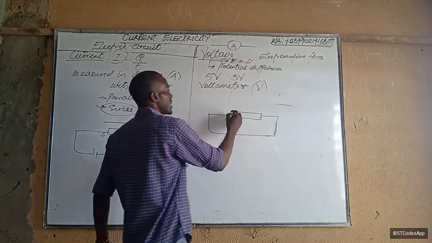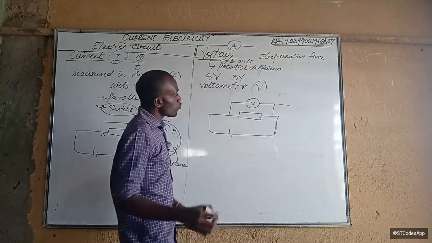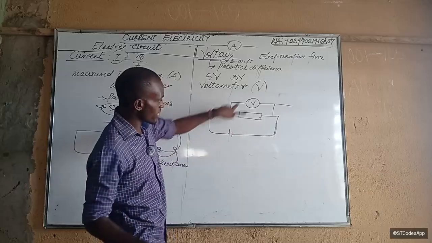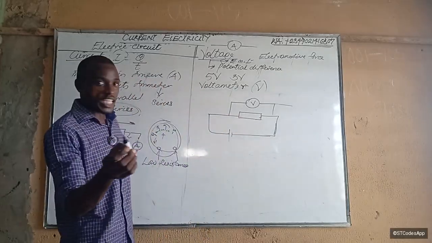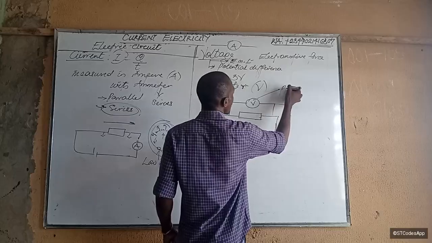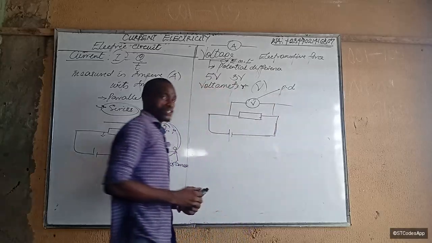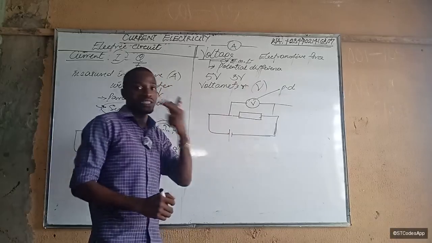The way to measure it is to put a voltmeter. This is the symbol for a voltmeter. You put a voltmeter across it, so a voltmeter goes across it. Why do you have to connect it that way? Because the voltmeter measures the potential difference across these two ends of the conductor.